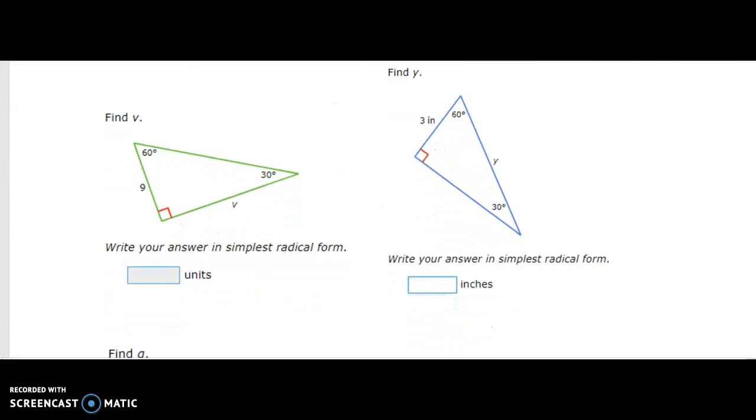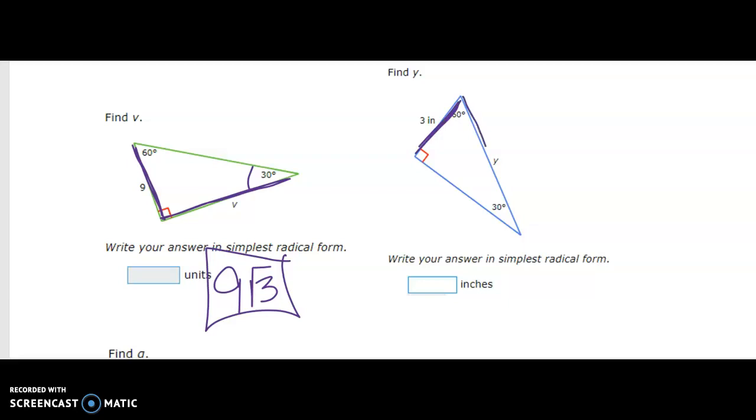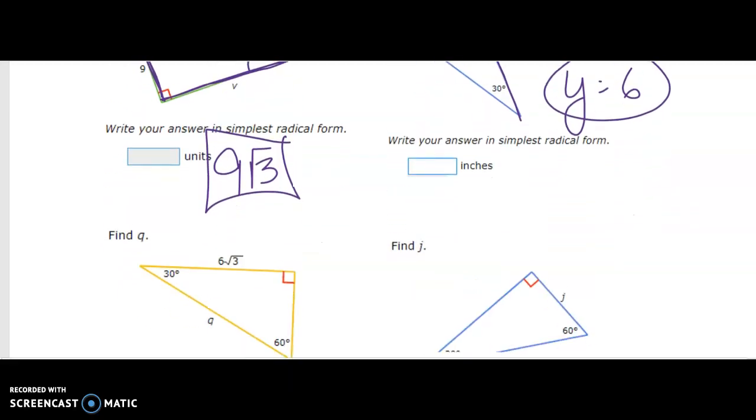Okay, so let's do these easier ones first. When you have the short leg, that's always going to be the easier one, because you're either going to double it or you're going to put square root of 3 with it. So on this one, square root of 30 degrees we're looking for. So it would be 9 square root of 3. And on this one, 3 is half as big as the hypotenuse. So that's going to be 6. That's when you have the short leg.